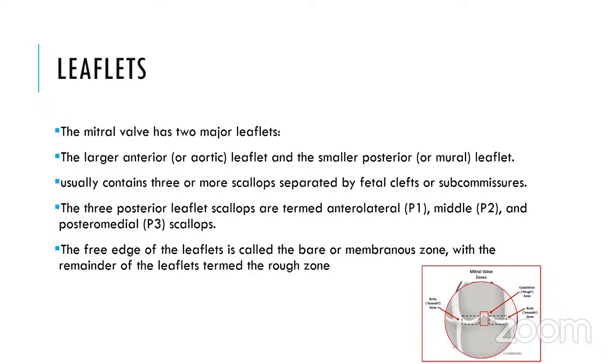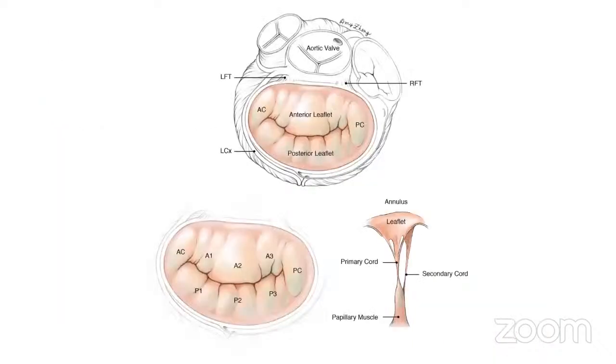The free edge of the leaflet is usually termed the bare zone or membranous zone, with the remainder of the leaflet being termed the rough zone. As you can see here, we have the posterior leaflet with 3 scallops, P1, P2, P3, and corresponding to it A1, A2, A3, and we have here the 2 commissures.